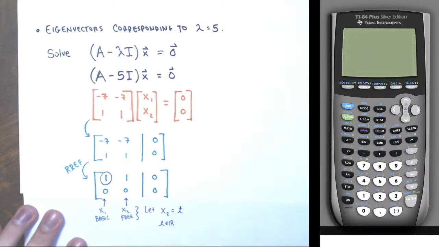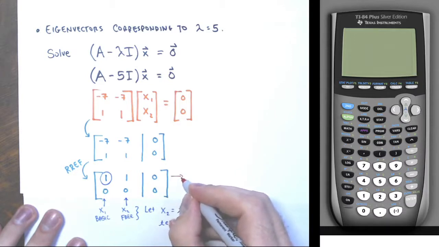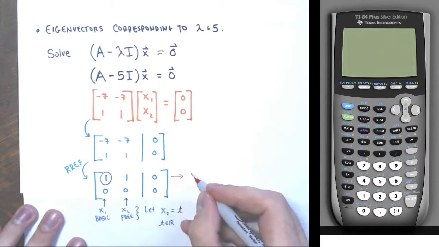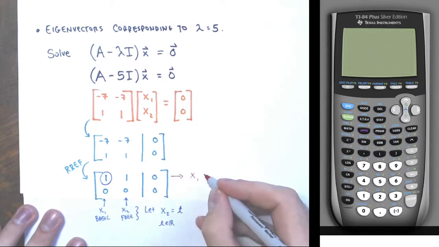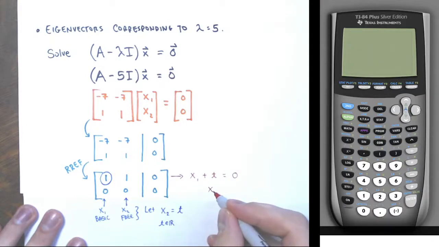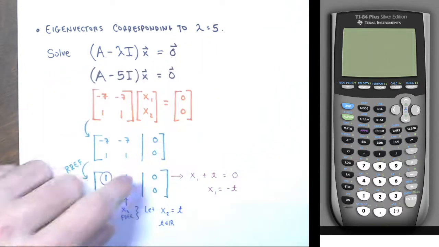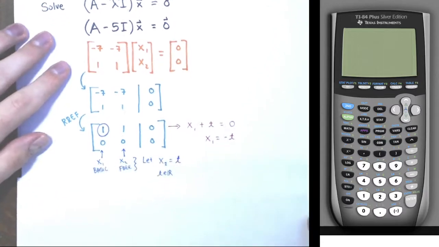From the second row, it says 0 equals 0. That's fine. The only row that's given us any information is the first row, which is telling me 1x1 plus 1x2, so plus 1t, is equal to the number 0. And then solving this for x1, we're seeing that x1 must be the opposite of t. Then I can write out the solutions and therefore describe the eigenspace. If I write out all the solutions of this, I'll describe the eigenspace of the eigenvalue 5.